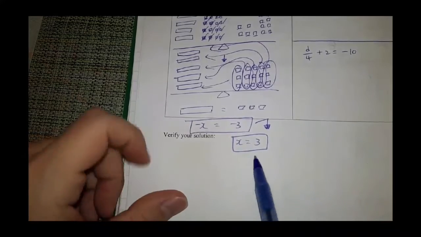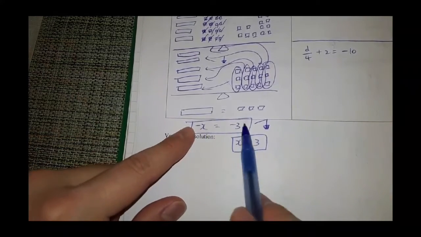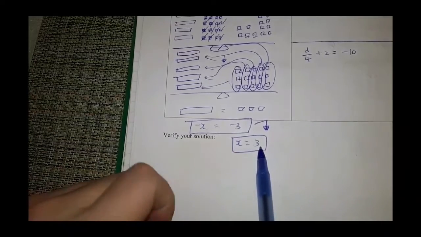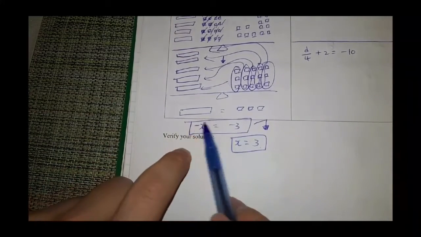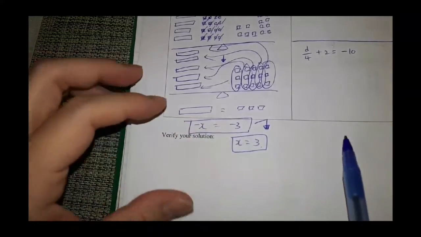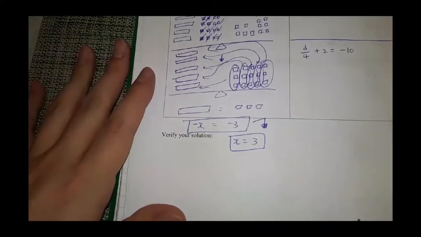Long story short, if you see everything negative on the left side and everything negative on the right side, you can just change it to positive. But this doesn't work if you have positive and negative or negative and positive. If it's positive and positive, then life is good to go. This is how we do it.